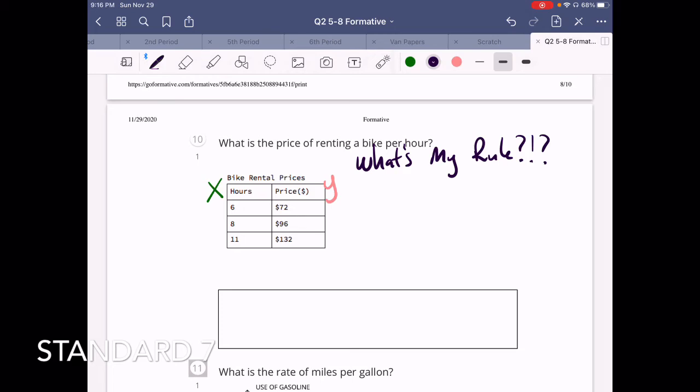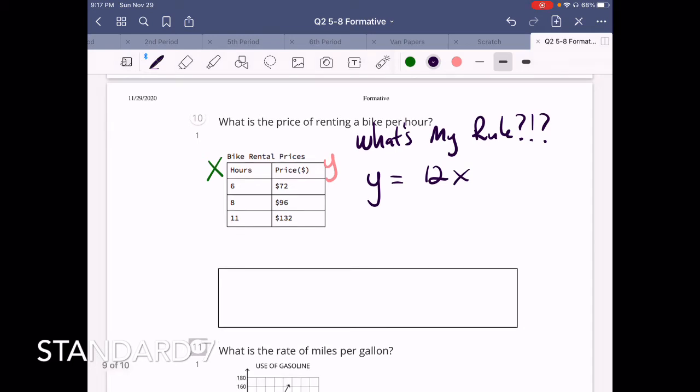Okay. Hopefully we see that the rule here is y equals 12x, right? If you multiply the x value by 12, you get the y value. So that's the fancy equation. The price of renting a bike per hour is $12 per hour. And you see that it's the same rate for all three of these, right? 6 times 12 is 72, 8 times 12 is 96, and 11 times 12 is 132.